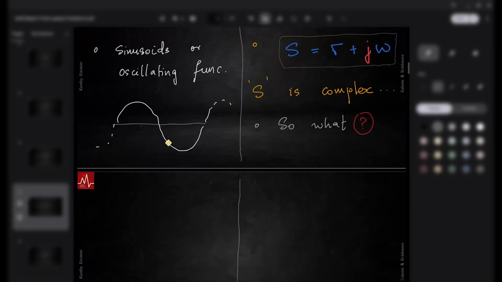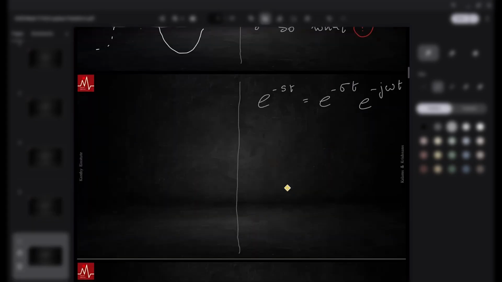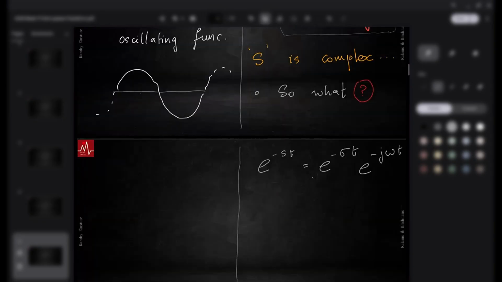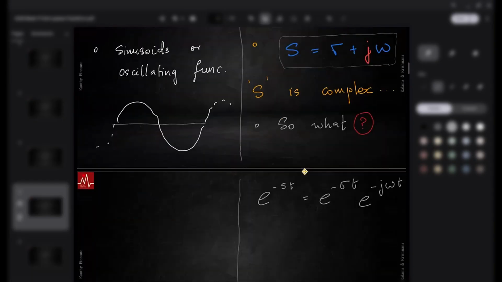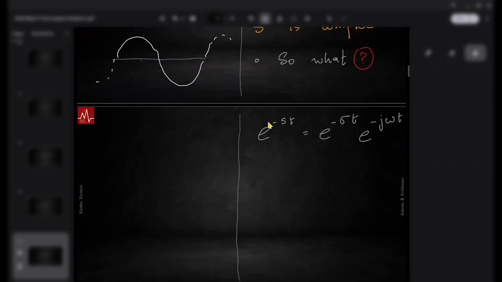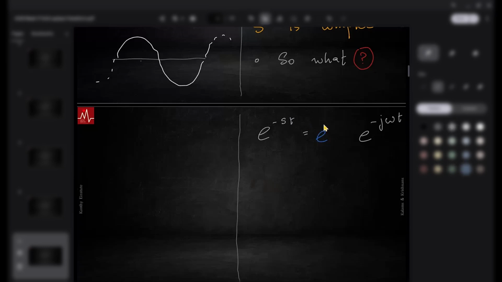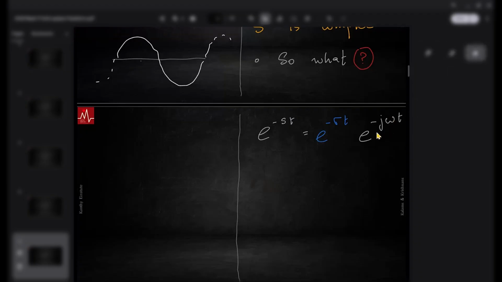So what kind of functions? Let's look at this. E power minus st, where s is complex. So e power minus sigma t into e power minus j omega t, since s is sigma plus j omega. We have two terms here. Can we describe the two terms in the product? Again, let me color code this. You got e power minus sigma t, where sigma is a real number. Of course, omega is also a real number.